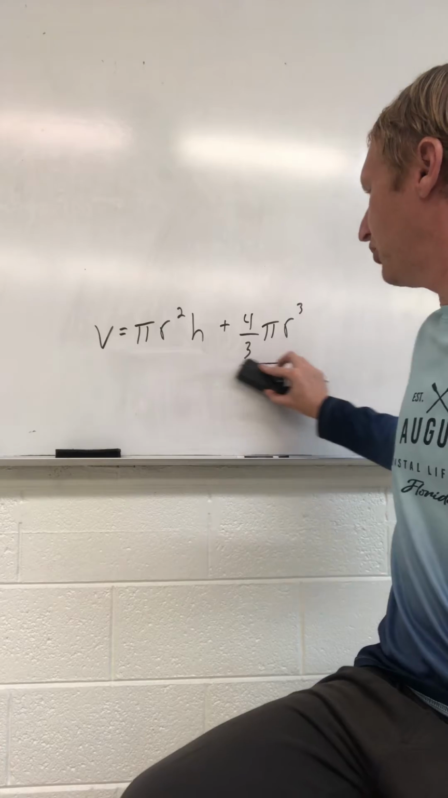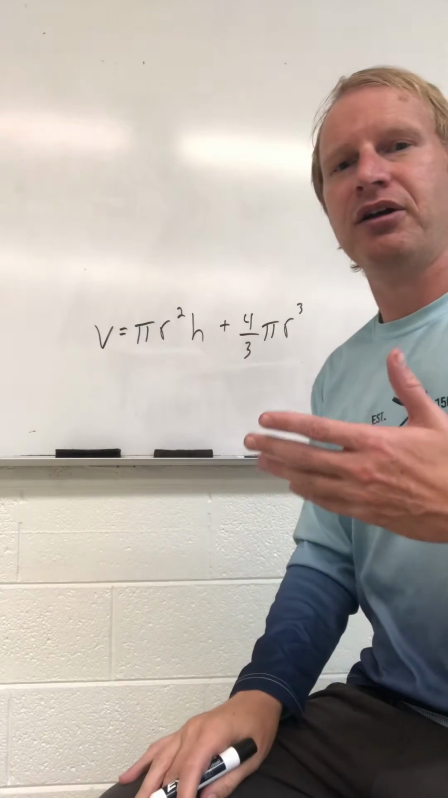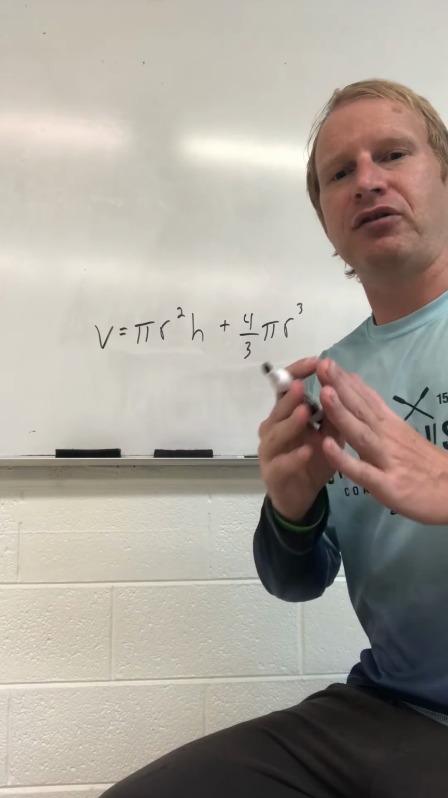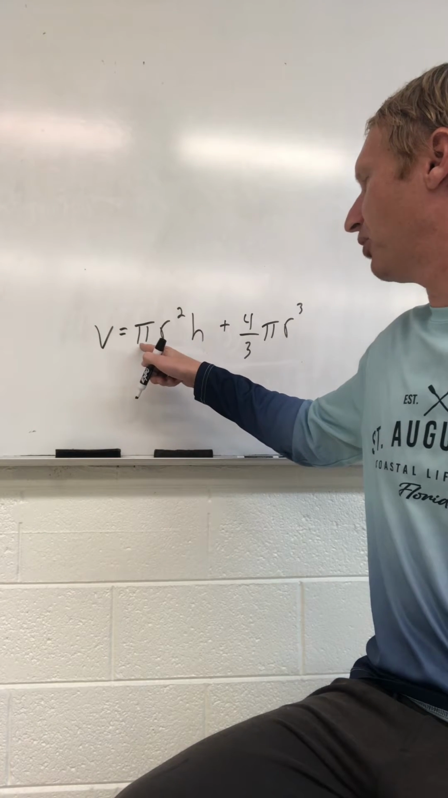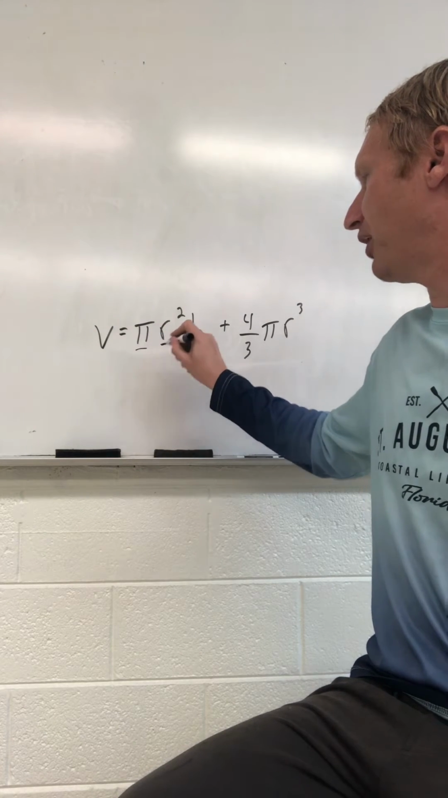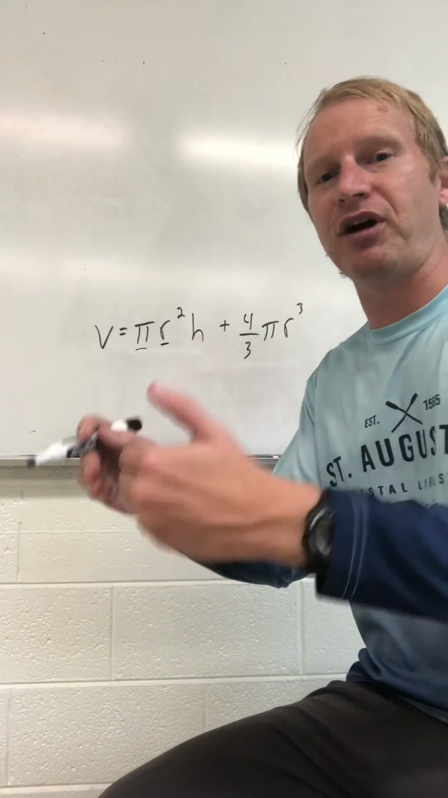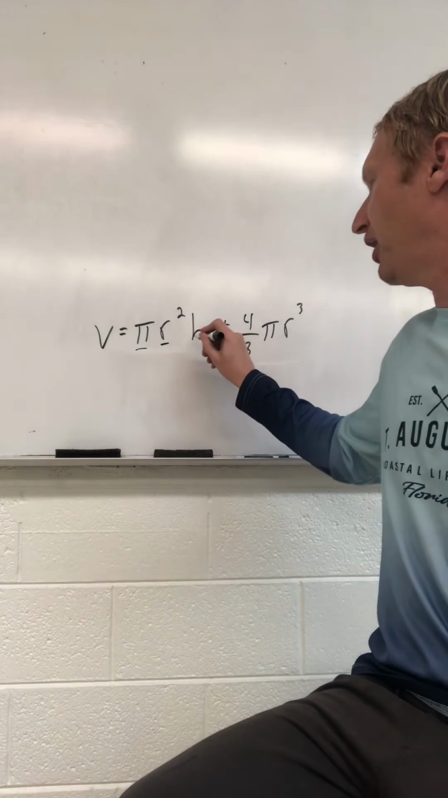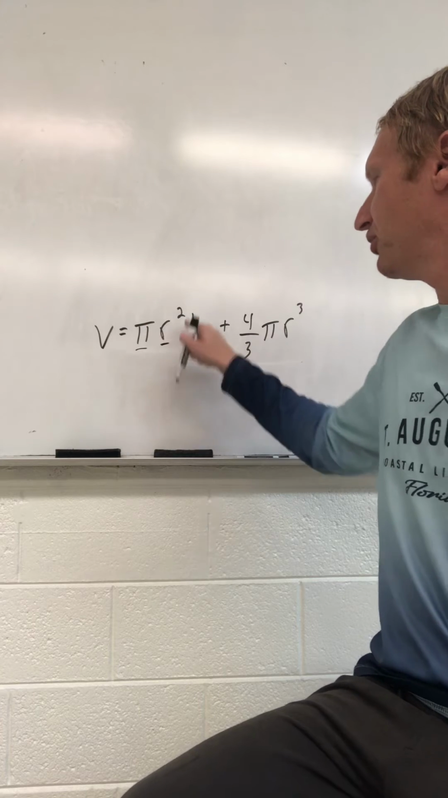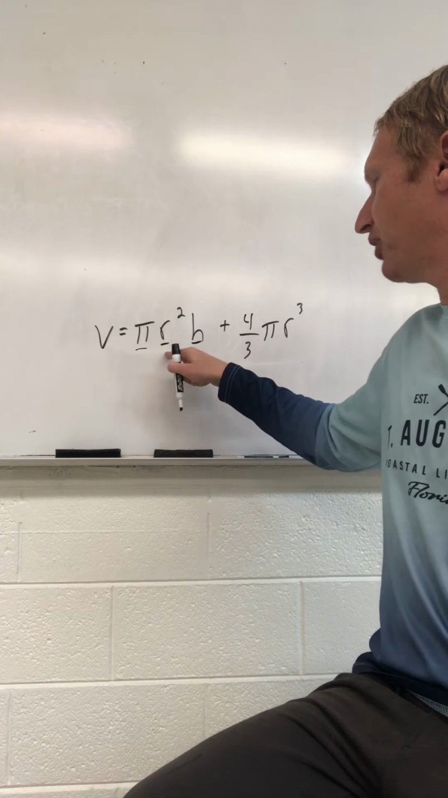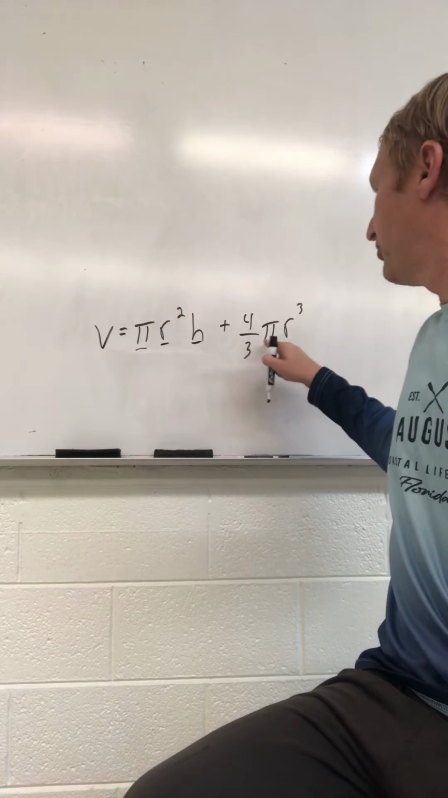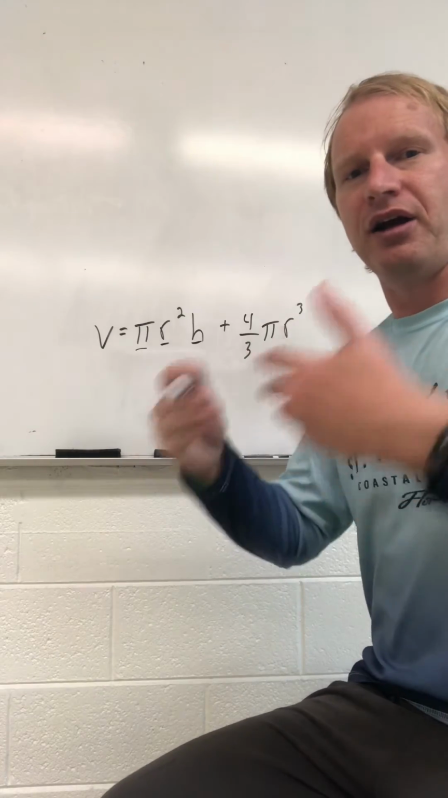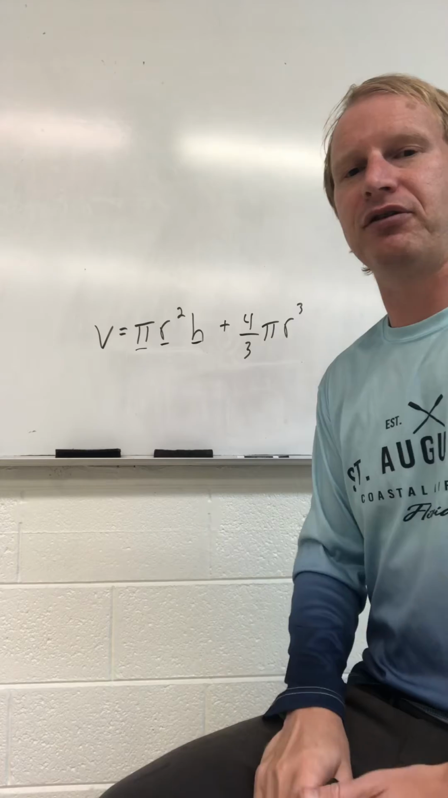All right, the next one we're going to talk about is the word factor. Factor is something being multiplied. So we have four factors here. We have pi, which is a factor. Then we have r squared, which is actually r times r. That's two factors. And then h. So the factors for this term would be pi, r times r, and then h. And then the factors for this term would be 4/3, pi, and then r, and r, or r to the third. Those would be the factors.